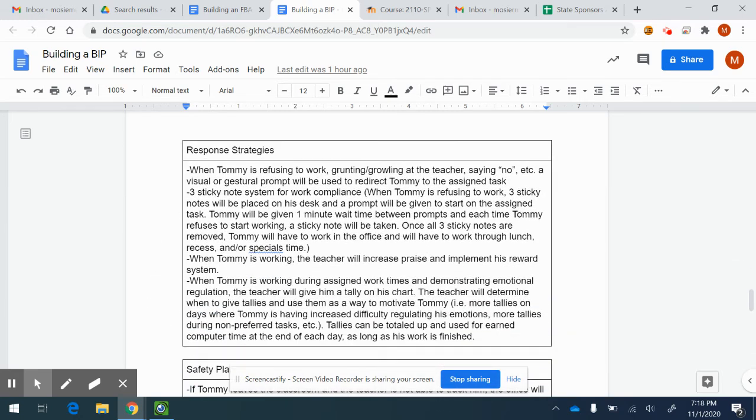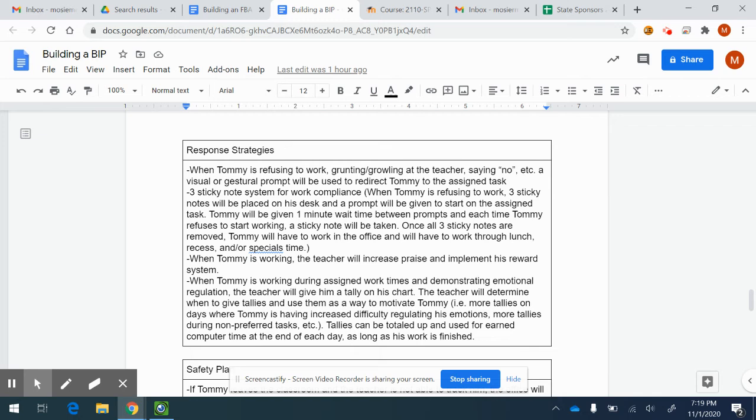Okay, response strategies. So, there are a variety of response strategies here. The first one is using a visual or gestural prompt to be used to redirect Tommy to an assigned task when he's refusing to work, grunting, growling at a teacher, saying no. So, kind of those blatant refusal behaviors. And when we see that he is escalated, taking the verbal out of it and giving different types of prompts to help redirect him. Also describes the sticky note system, which is described above, but that is a response strategy for when he is non-compliant with his work and refusing.